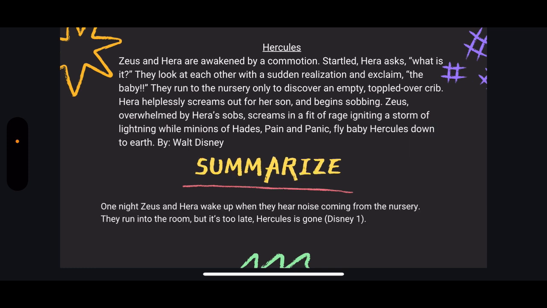Now the last idea is summarize. This is going to be a summary of the whole text in this case. One night, Zeus and Hera wake up when they hear a noise coming from the nursery. They run into the room, but it's too late. Hercules is gone. Parenthesis, Disney, 1, parenthesis, period. Notice how it's in my own words, but the idea is still from this text. It is shortened down, but I still need to give credit to where that idea came from, which is Disney.